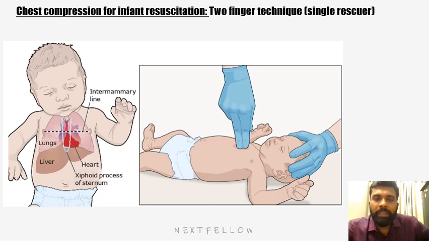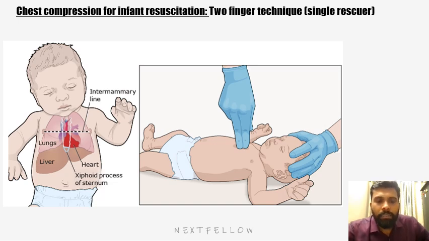So the first method of chest compression. There are two methods. The first method is the two-finger technique, which is typically used when there is only a single rescuer for resuscitation. You need to follow this line. I hope you can see the pointer. These are the nipples of the baby, and this is the intermammary line, or you can also call it the nipple line. Just below the nipple line and just above the xiphisternum, this area where I'm pointing right now is where you should put all the pressure.